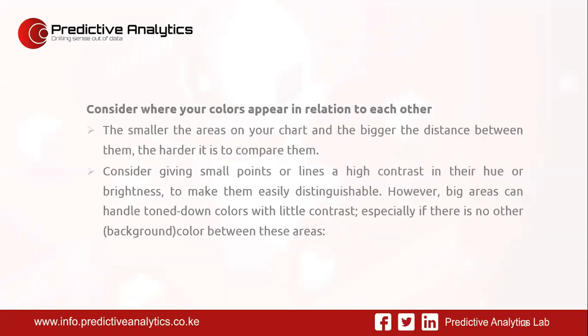So the other point is consider where your colors appear in relation to each other. The smaller the areas on your chart and the bigger the distance between them, the harder it is to compare. Consider giving small points or lines a high contrast in their hue or brightness to make them easily distinguishable. However, big areas can handle toned down colors with little contrast, especially if there's no other background between these areas.